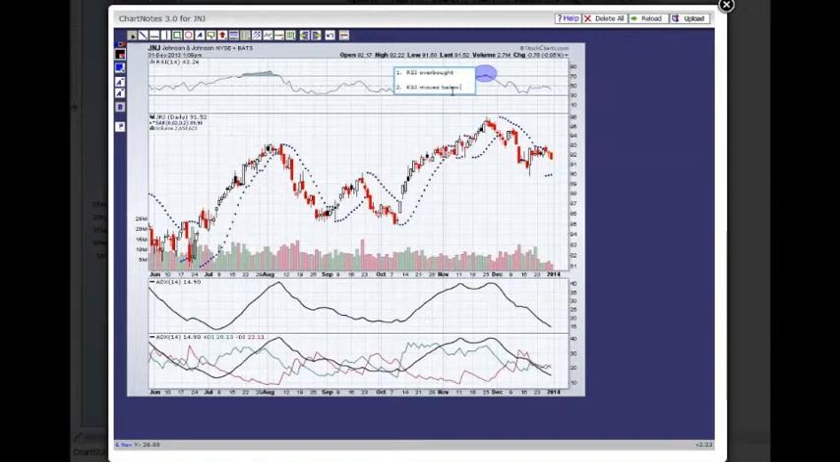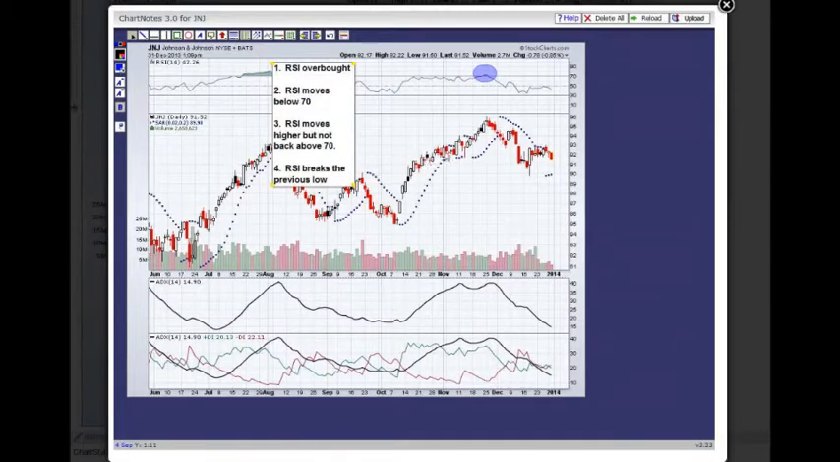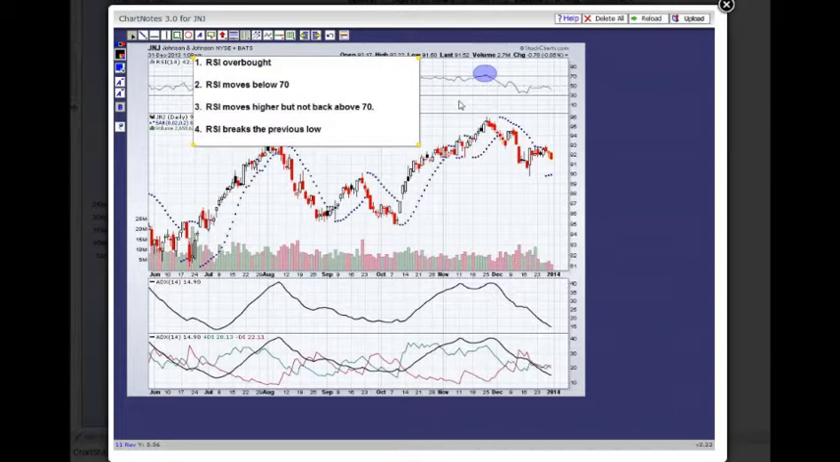Third step, RSI moves higher, but not back above 70. Okay, so we get this uptick. And the fourth step is that the RSI breaks the previous low. Okay? So kind of 4 steps to a failure swing. Okay, RSI overbought, RSI moves below 70, RSI moves back up but not back above 70, and then RSI breaks down.